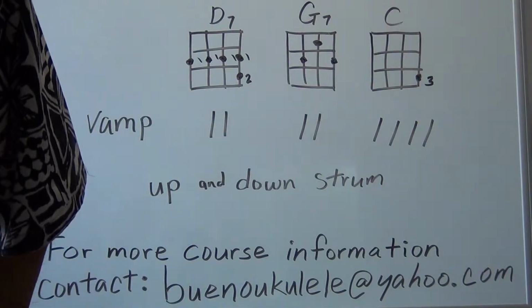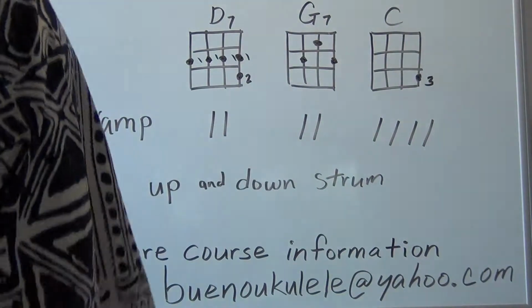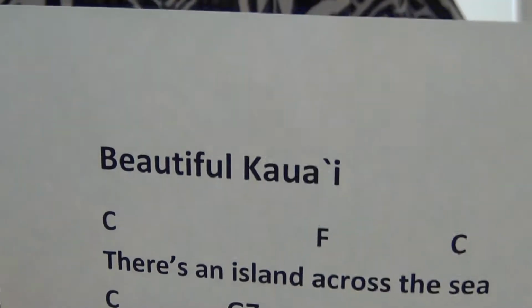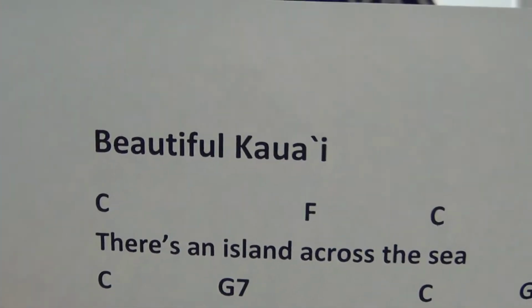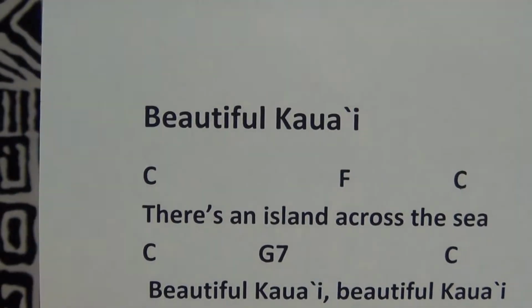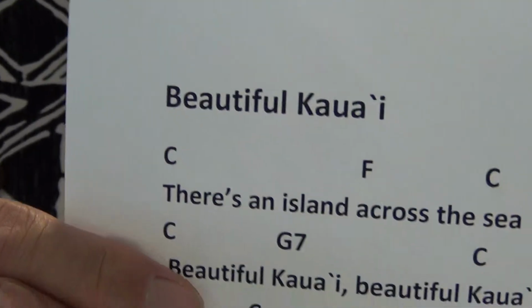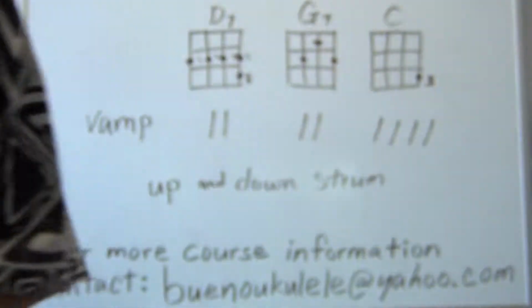So at this time, what you want to do is go ahead and get your music sheet, Beautiful Kauai. Go ahead and pause the tutorial and grab your song sheet, and go ahead and grab your ukulele while you're at it, or tune it up, and come on back. We'll start in about a second.